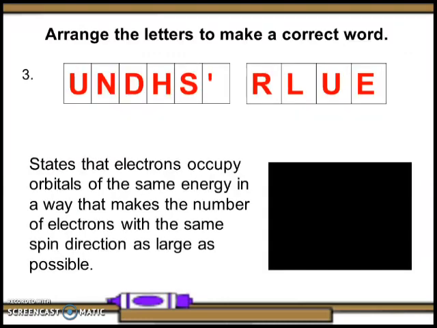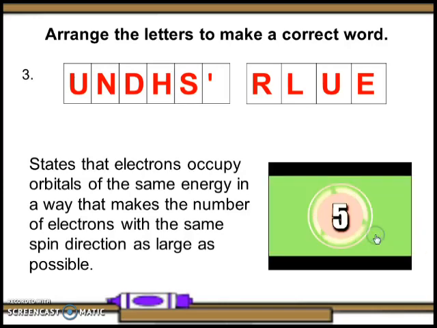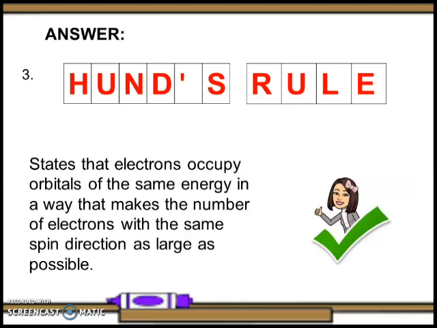Number 3. It states that electrons occupy orbitals of the same energy in a way that makes the number of electrons with the same spin direction as large as possible. The correct answer is Hund's rule.